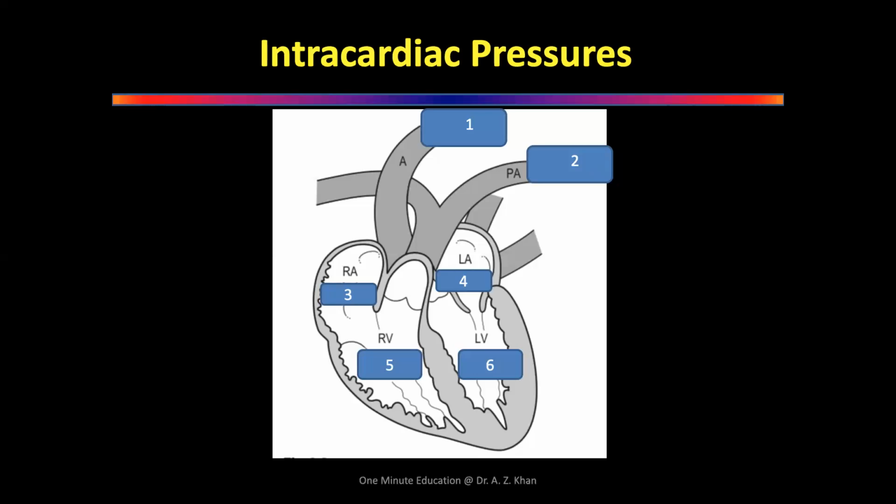What is 3? 3 is the RA pressure, which is 0 to 5. Is there any diastolic? It's just 0 to 4 or 5, almost the same. You don't do diastole. What is 4? 4 is LA pressure. You don't talk about diastole. Give me a number. 5 to 10, I think. Okay.